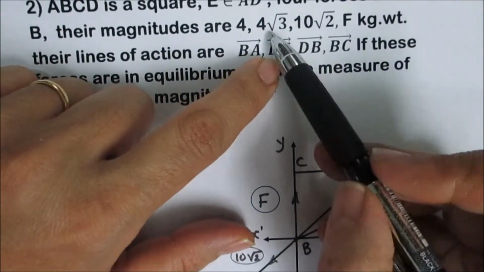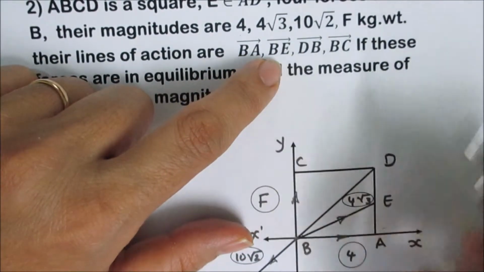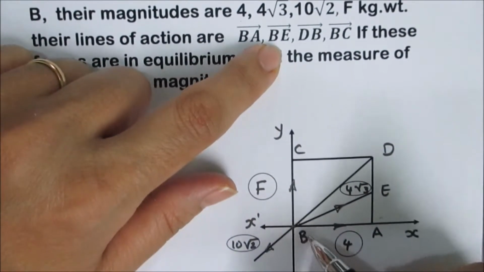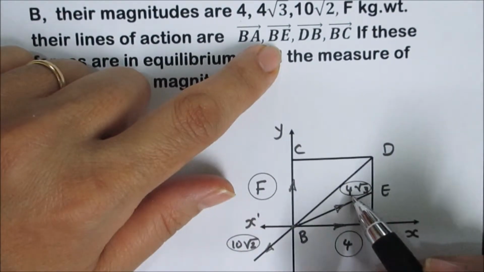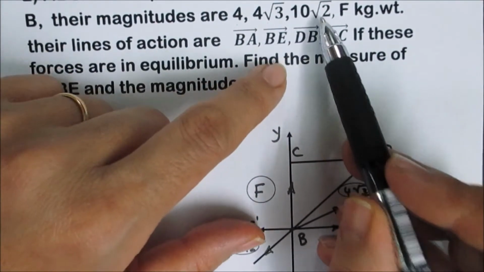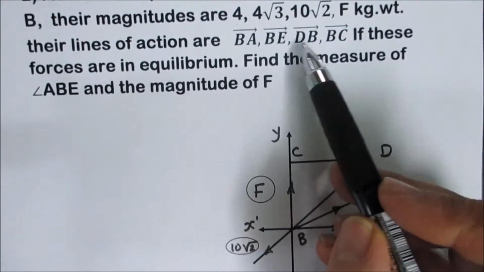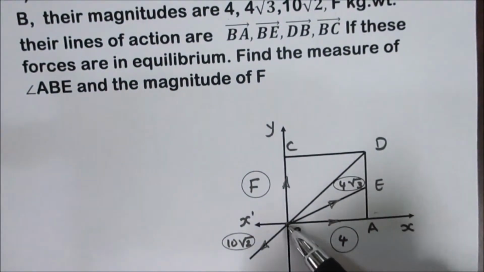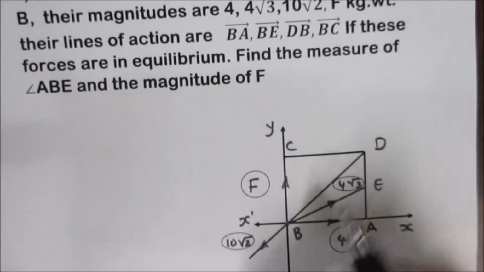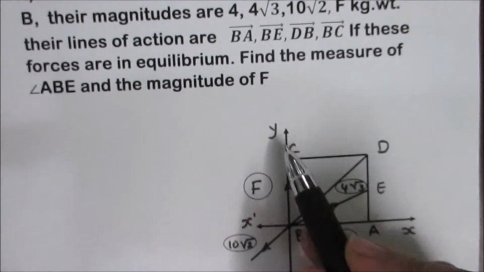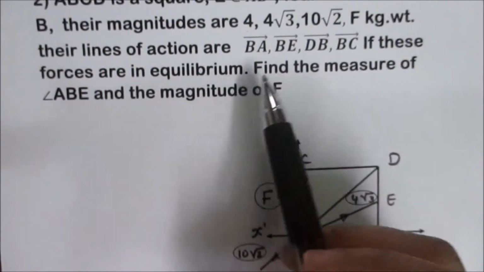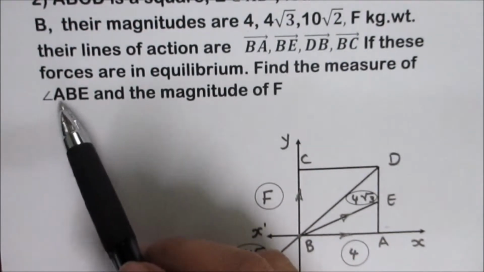The second force, 4 square root 3, acts in the direction of BE. The next force is 10 square root 2. It acts in the direction of DB, so it's going down. Finally, F acts in the direction of BC. If these forces are in equilibrium, find the measure of angle ABE.